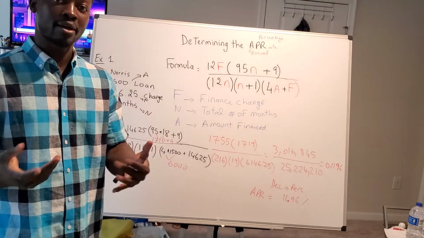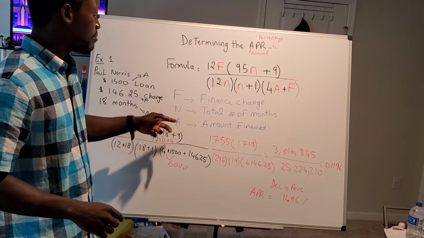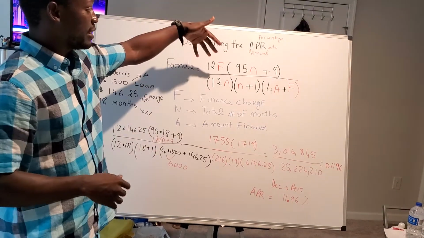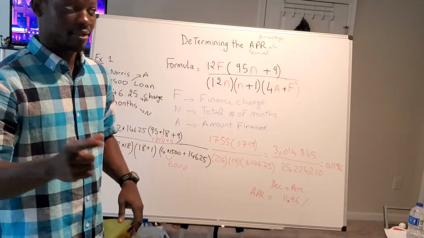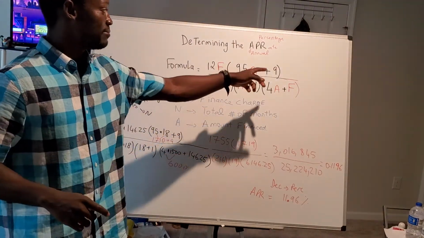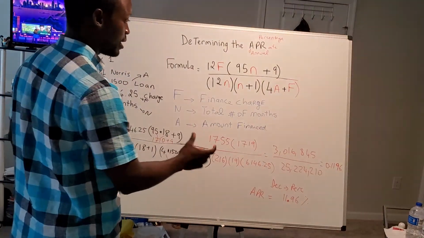So now, like I said, this is very simple. All you have to do is just pick out the three pieces of information you need: the finance charge, the total number of months, and the amount financed, and you just place it in. You just gotta be careful. This is a big formula. A lot of calculators, you cannot just do 12 times this. You cannot do that, right? You gotta do the PEMDAS, right?